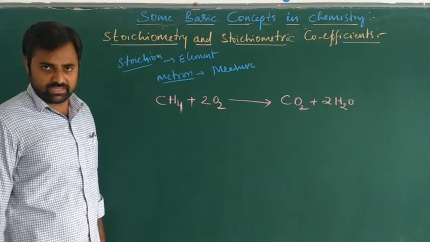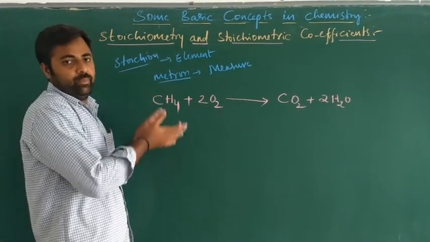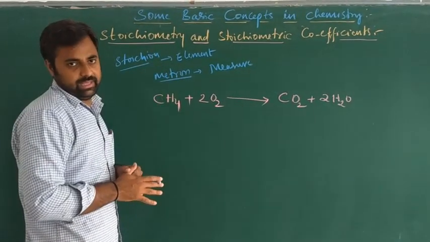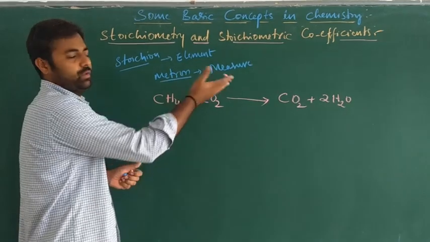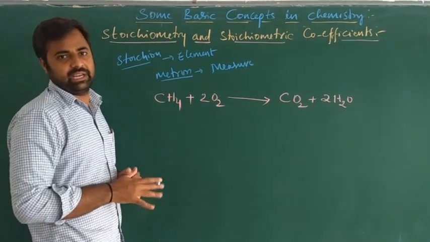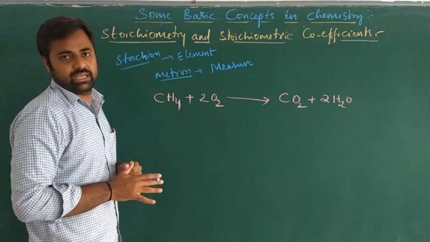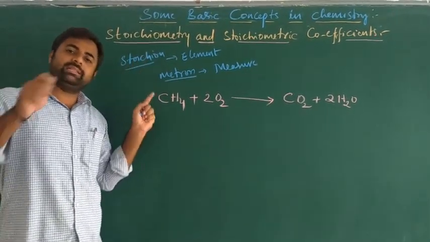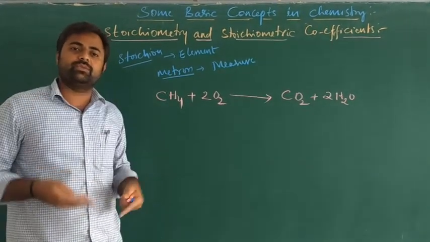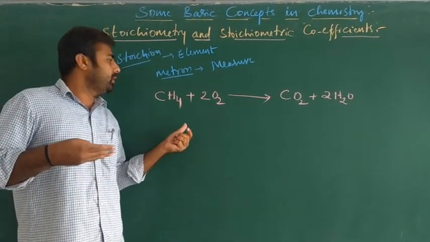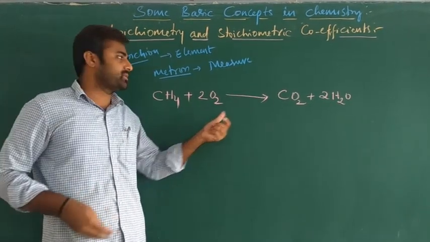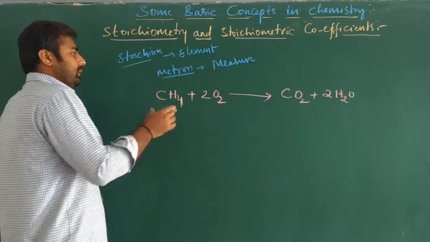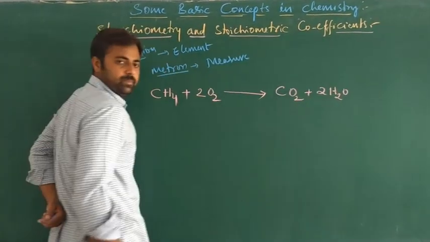Balanced chemical equation means what? In the reactant side, how many atoms are there? In the product side, the same number of atoms will be there. The mass of the reactants will be equal to the mass of the products. That is the law of conservation of mass, and that is called a balanced chemical equation. In this balanced chemical equation, we are going to apply stoichiometry. Stoichiometry helps us to calculate how much of the reactants will react in a reaction and how much product will form in a balanced equation. These two are reactants and these two are the products.